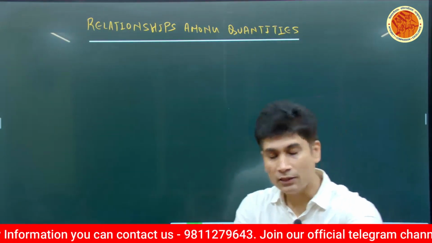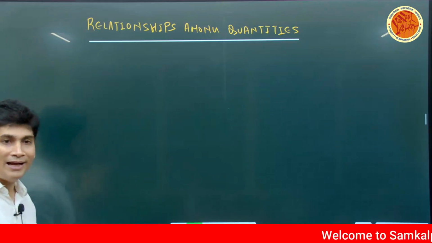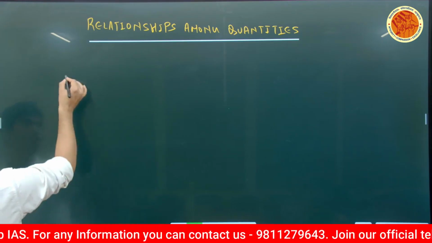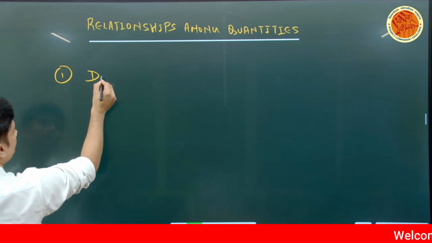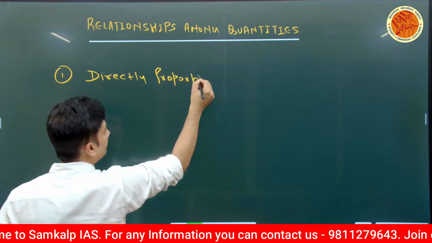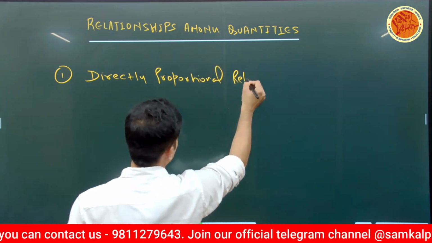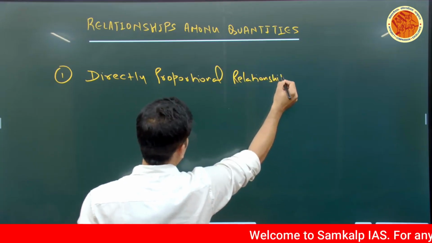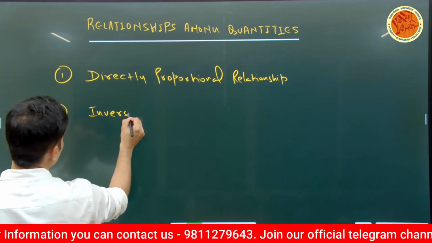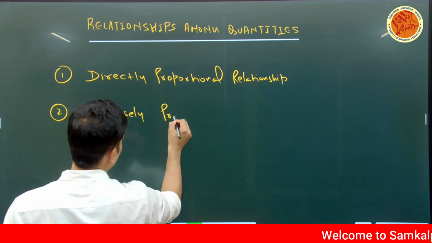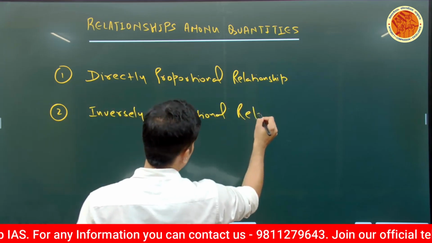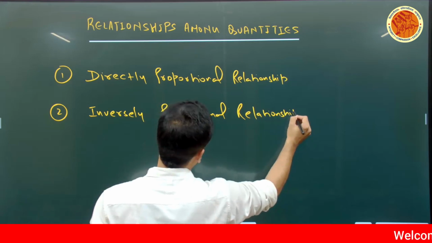Come on, now look guys, that's why there are two types of relationship. First, scalar quantity we already know, and there are two types of relationship. One kind is directly proportional relationship, and second is inversely proportional relationship, right?